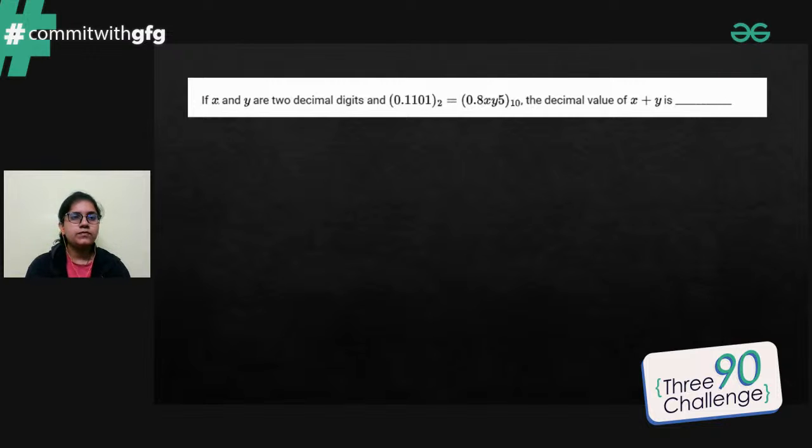If x and y are two decimal digits and 0.1101 in binary is equal to 0.8xy5 in decimal, where the base is 10. Okay, base 10 is given here. The decimal value of x plus y is? Now we don't know the decimal values of x and y, so we have to find them out. Can you think about the approach yourself first? Then I'll tell you the answer.